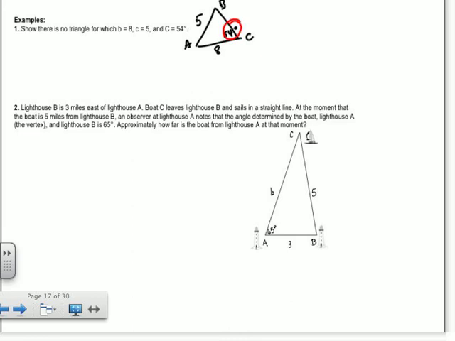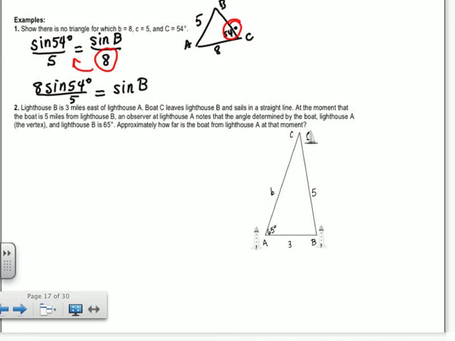Okay, so when you set it up, you try to use law of sines. You say sine of 54 degrees all over the length across from it, 5, equals sine of angle B all over the length across from it, 8. We solve it out. You can cross multiply, or you can think of just multiplying this 8 over, same thing, you're just getting sine of B by itself. So I'm going to have 8 times sine of 54 degrees all over 5 equals sine of B. We don't know B.